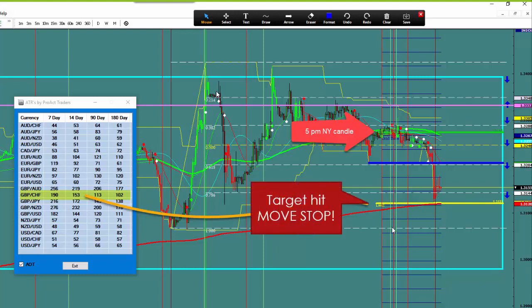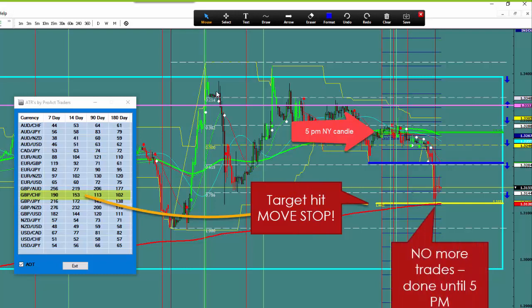Okay. So target is hit. Move your stop. Don't give it back. All right. No more trades done now until 5 o'clock when the ATR comes back. It's not statistically probable for this to put a significant movement below here when day in and day out it does 153 pips, and it did 153 pips. So you know not to trade this again today until after 5 o'clock, and then you get the new ATR, which will now be 153 pips lower if that's where you're going.